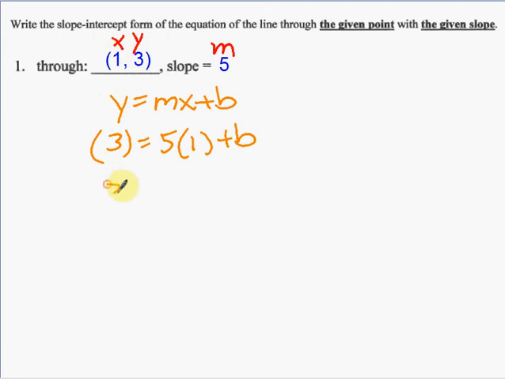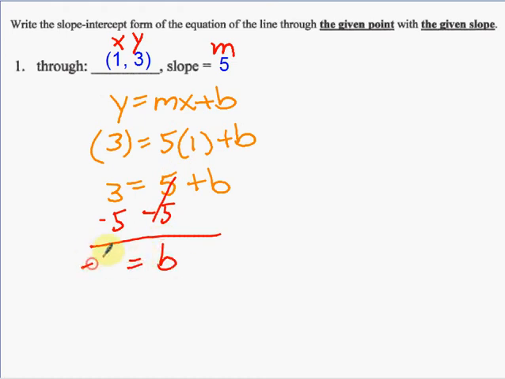Okay? Now let's simplify and try to find b. So we have 3 equals 5 times 1 is 5 plus b. And from here, if I subtract 5 from both sides, I get b is equal to negative 2. Okay, so that's what I want right there, is to figure out what b is.